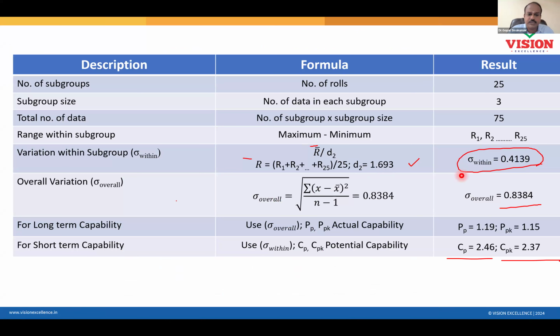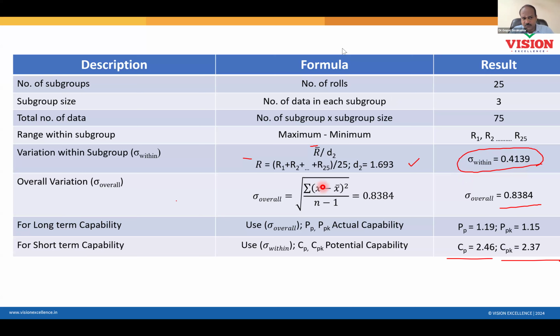How many of you understand the calculation behind within standard deviation? All of you, right? Yes or no? We calculate the variation within each sample, variation within each subgroup, and then combine it so that we can understand the standard deviation of the whole process. The within standard deviation of the whole process, right? And that is found to be 0.4.